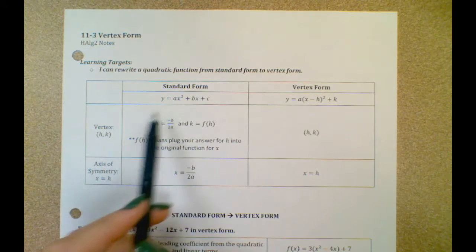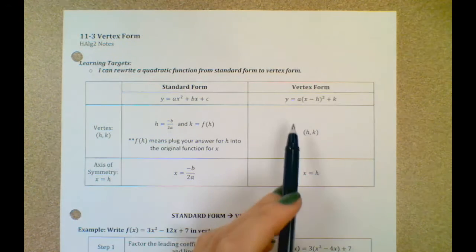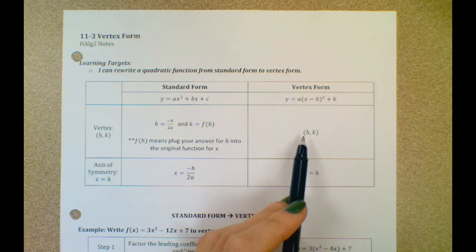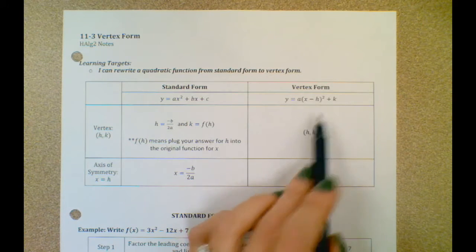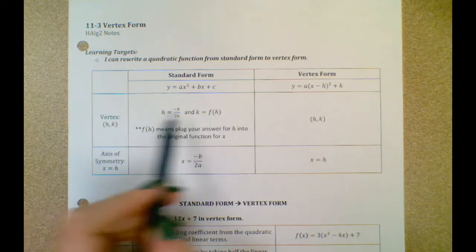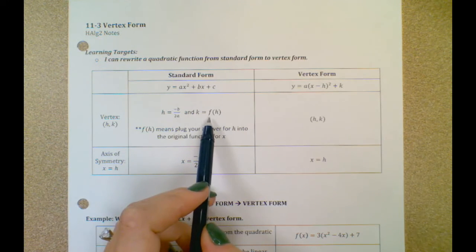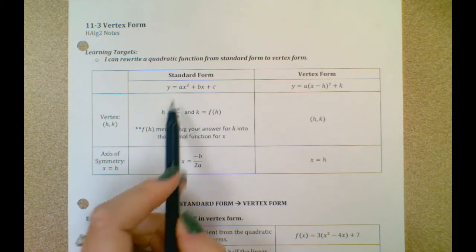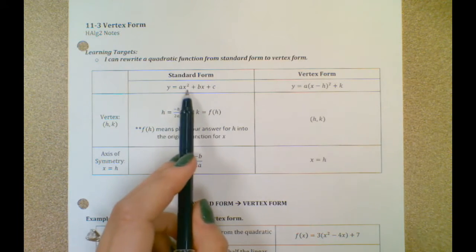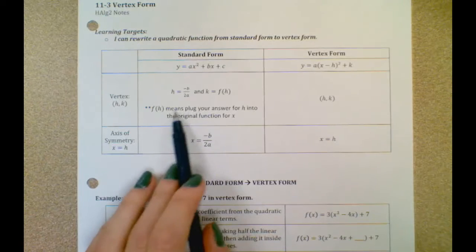To find the vertex in standard form, you have to do a little work. You've got a little equation here. To find the vertex in vertex form, we can just identify h and k right away. The vertex in standard form is still (h, k), but you have to use a little equation to find h. And then your k value, you plug h back into the equation for x to solve. I kind of explained that right there.